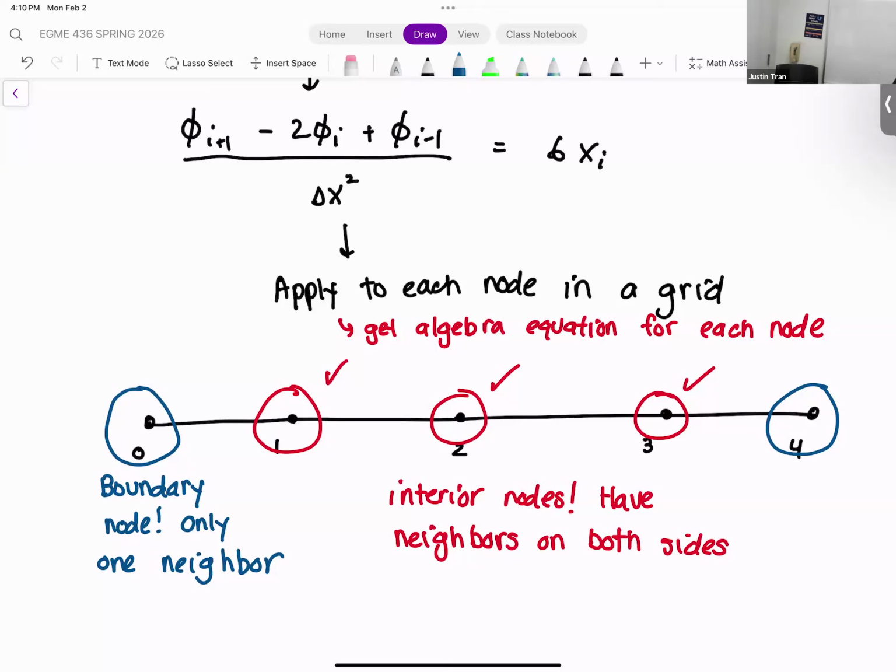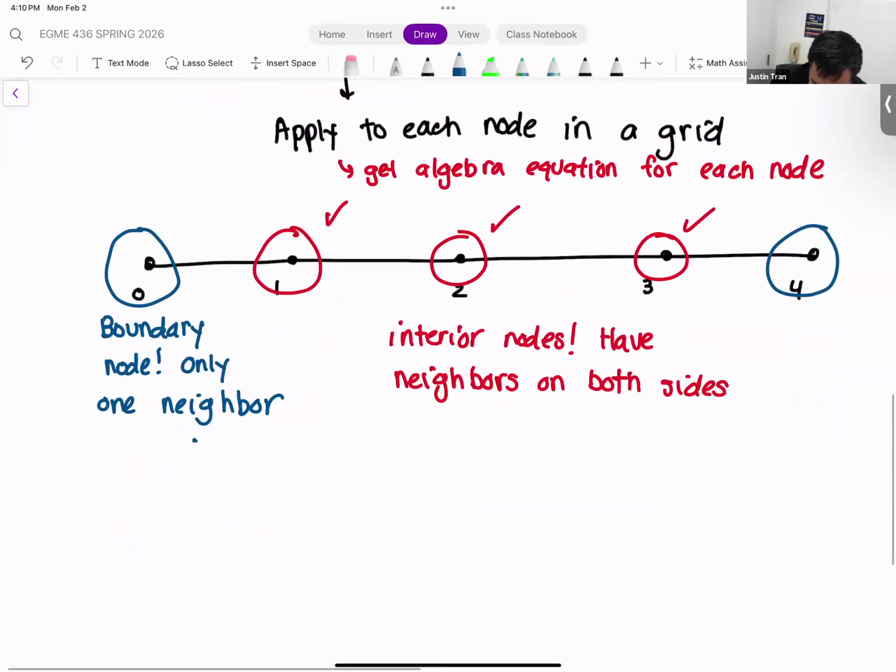That means for our boundary nodes, we can't directly apply our finite difference equation and get an equation that we can solve, because applying it at those nodes gives us values of phi that we can't solve for because they don't exist. So for these boundary nodes, we need to do something a little bit different. We still need an algebraic equation to solve for their values. It's just that how we obtain that equation is going to be different from just applying our finite difference.